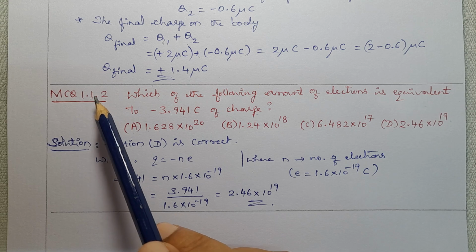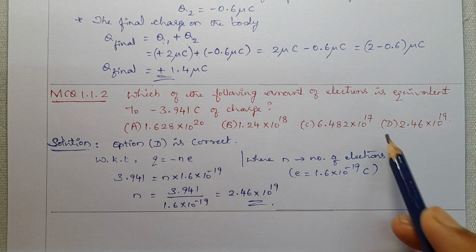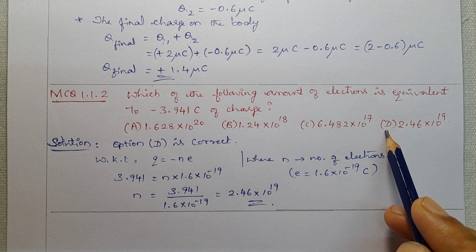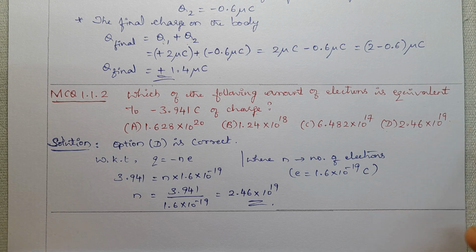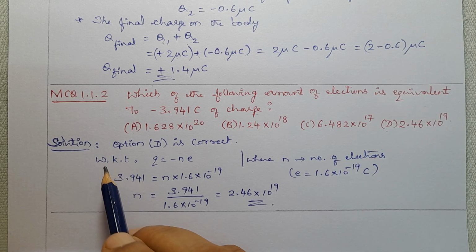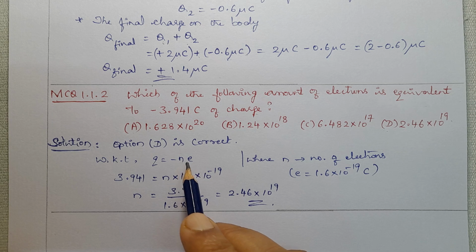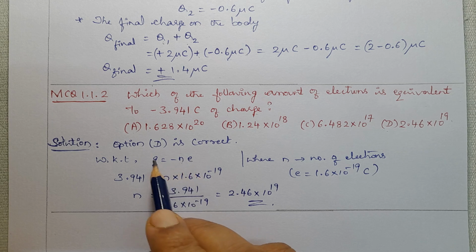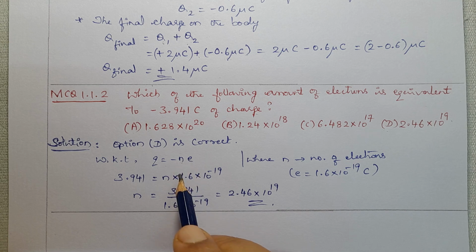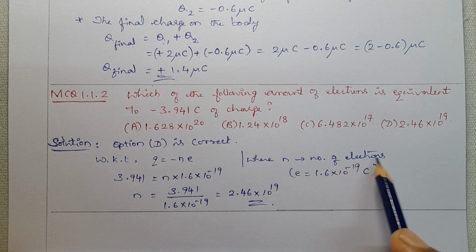So the solution for this question: option D is the correct answer, that is 2.46 into 10 to the power of 19. How? We know that charge equals number of electrons into the charge of an electron. So Q equals minus N into e, where N is the number of electrons.